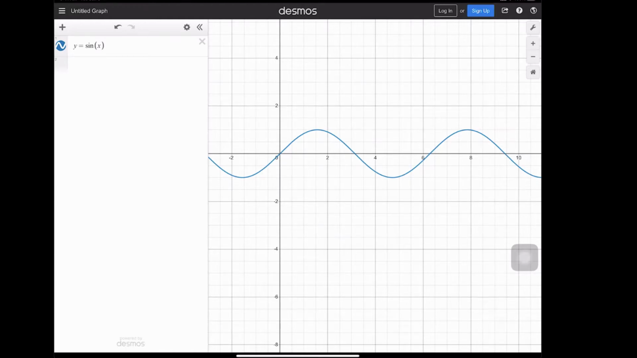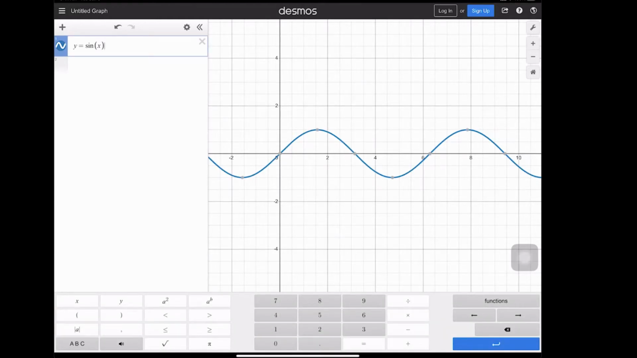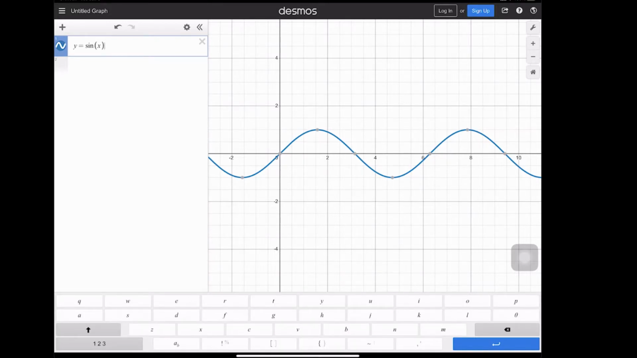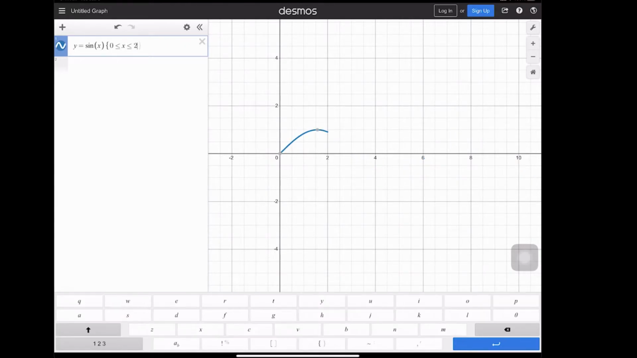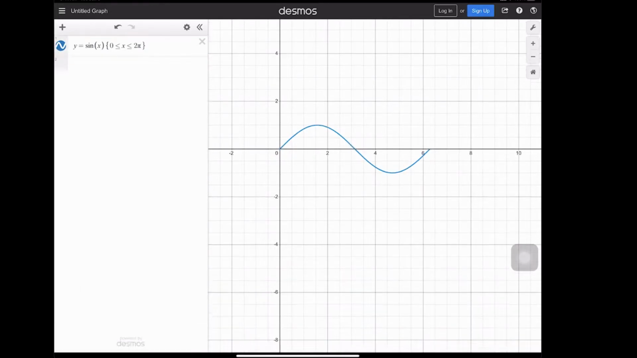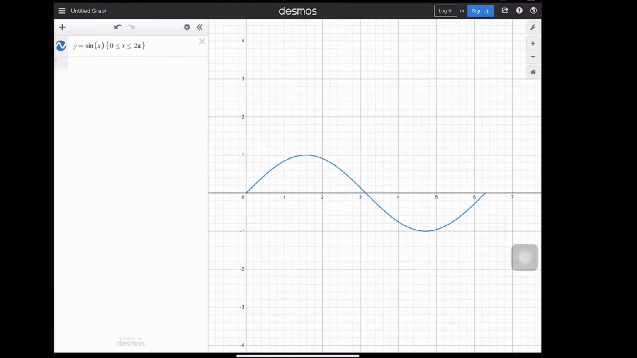So you know what you have to do? What do you think we have to do to fix this? What we're going to do to fix this is, if I recall, I'm going to do the following. Parentheses. 0 less than or equal to x less than or equal to 2 pi. Okay, you guys okay with that?